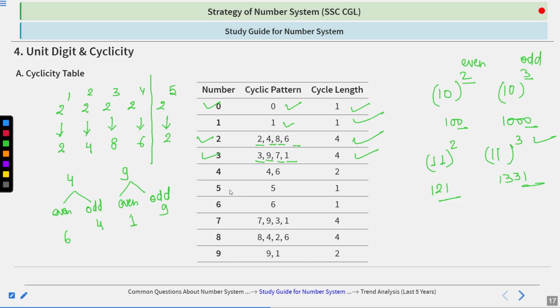The cyclicity of 5 is 1 because we always get 5 at the unit place. It doesn't matter whether the power is even or odd. In the same way for 6, we always get 6 at the unit place. Now 7 and 8 have a cyclicity of 4, similar to 2 and 3. For 7, power 1 gives 7, power 2 gives 9, power 3 gives 3, and power 4 gives 1, and then the pattern repeats itself. In the same way for 8.